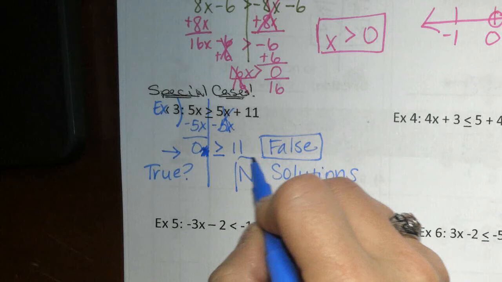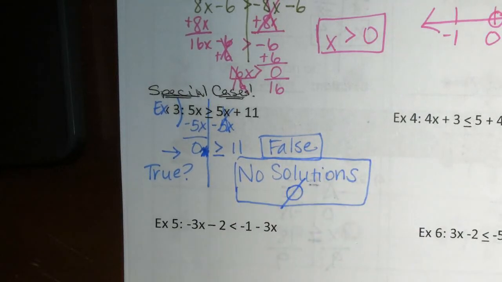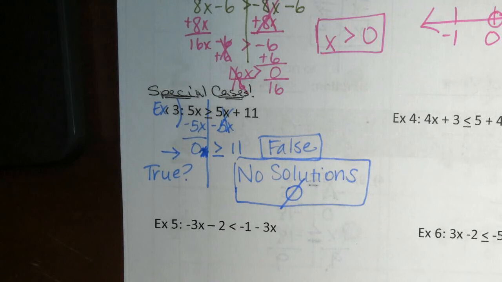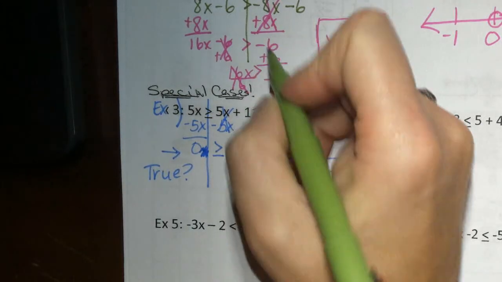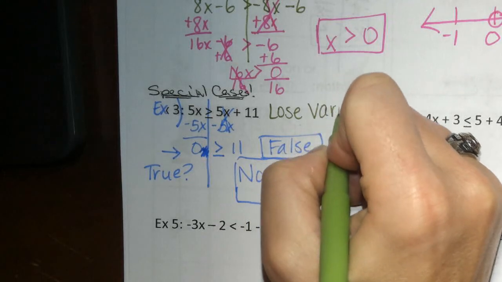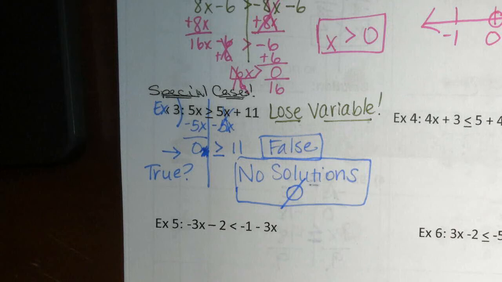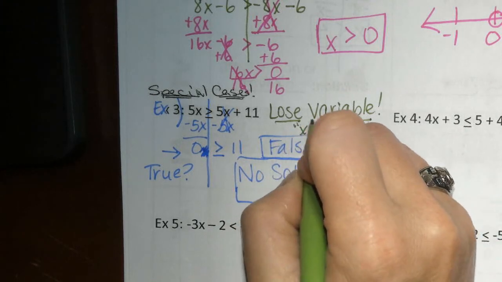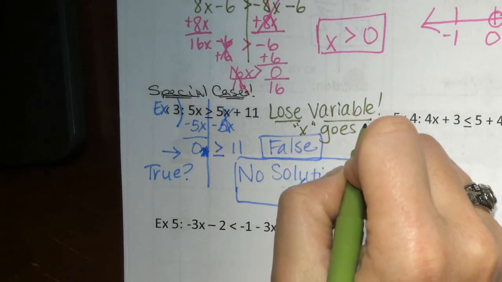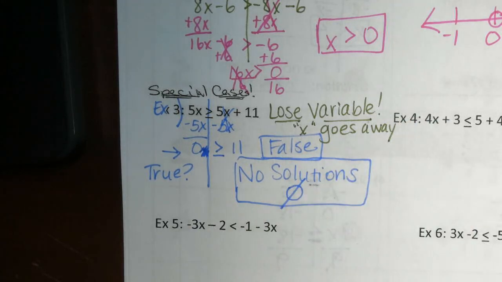Okay? So this only happens when you lose your variable, like when the x goes away. Okay? All right. Number 4.